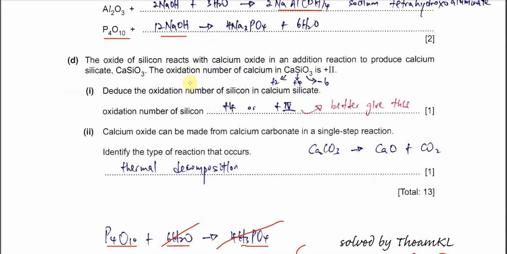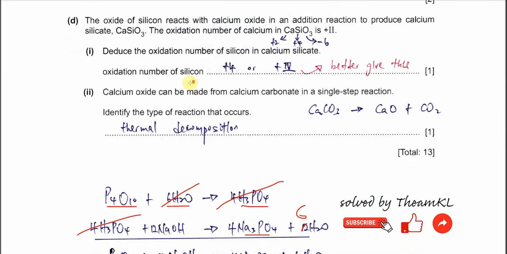For the part D, the oxide of silicon reacts with calcium oxide in the addition reaction to produce a calcium silicate, CaSiO3. Oxidation number of calcium in this compound is positive 2. Part 1, deduce oxidation number of silicon in this calcium silicate. It's quite easy. Since already given calcium is positive 2, oxygens must be negative 2 times 3, so it's negative 6. So the oxidation number of the silicon must be positive 4.